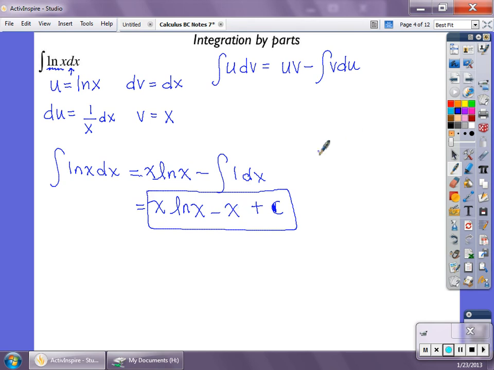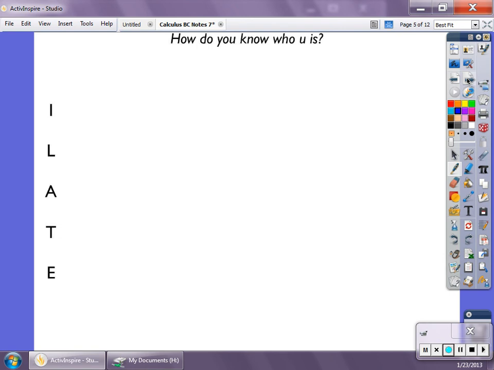Now, the hard part is figuring out who do I let u equal, who do I let dv equal. First of all, you should know that the dx always goes with the dv. Dx never goes into your u, because remember, you're going to be integrating dv, so you need a dx there to integrate. The u you want to make the hardest part of your integral, and there's a quick little mnemonic device to help us memorize who u is, and it goes ILATE, I-L-A-T-E.